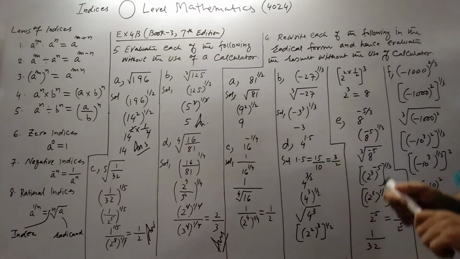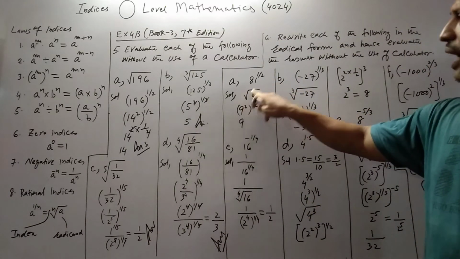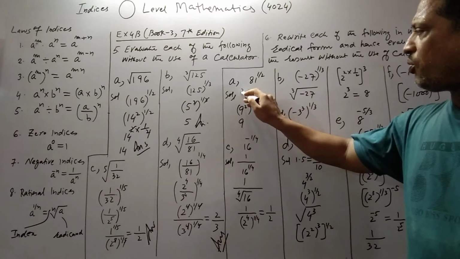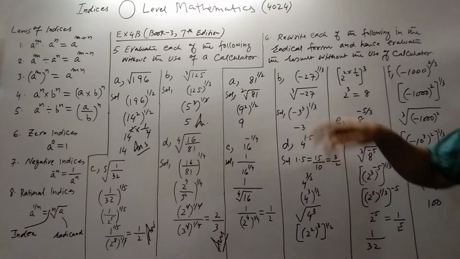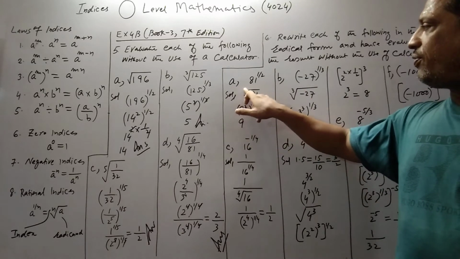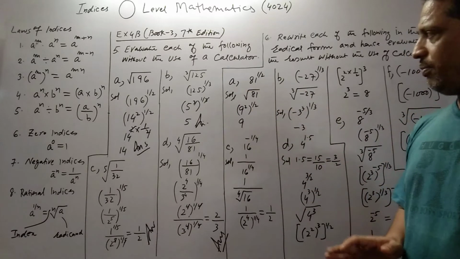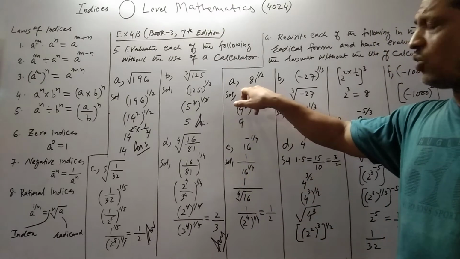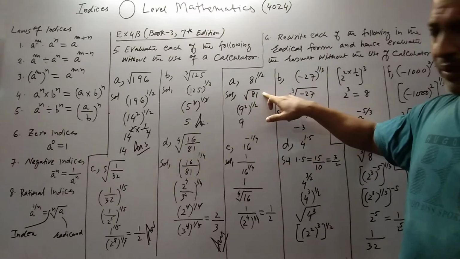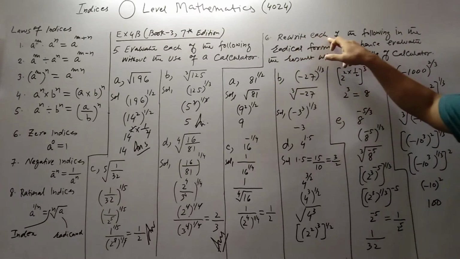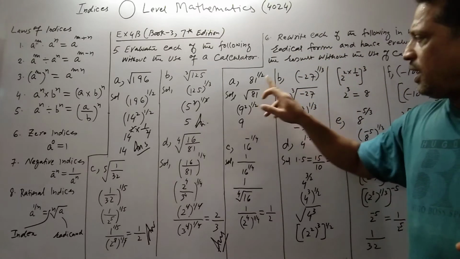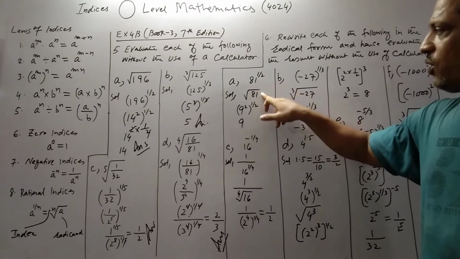So 81 with 1/2 means square root. For square root, no need to write 2 over here. But if you see any other number instead of 2, we must write it. But for 1/2, no need to write, because it is obvious that if there is no number, the number is 2. Now, this is the first requirement. What is the first requirement? Rewrite each of the following in the radical form. So the first requirement is fulfilled. We converted this into radical form.